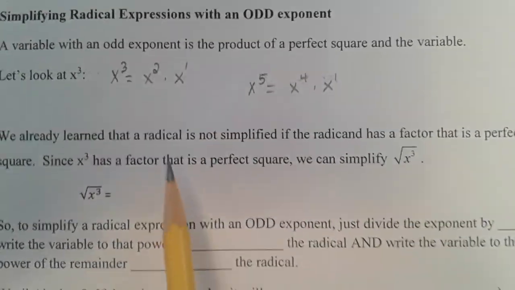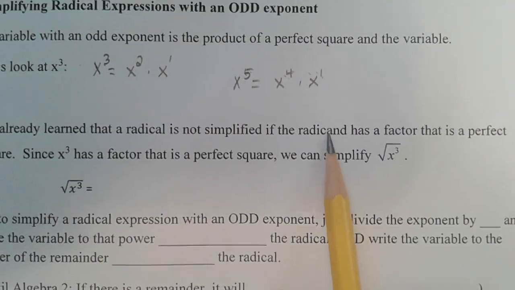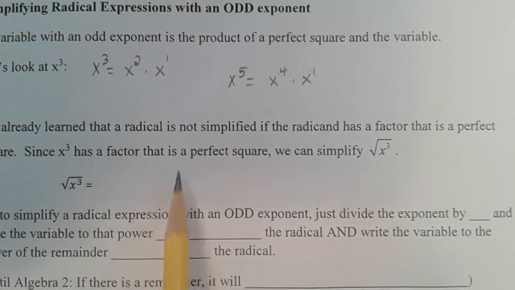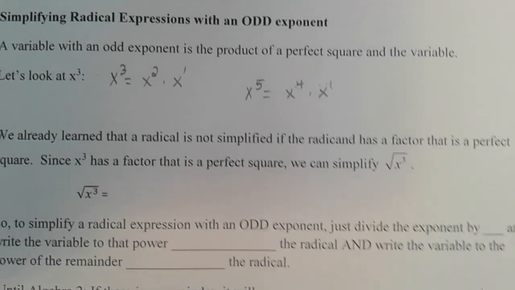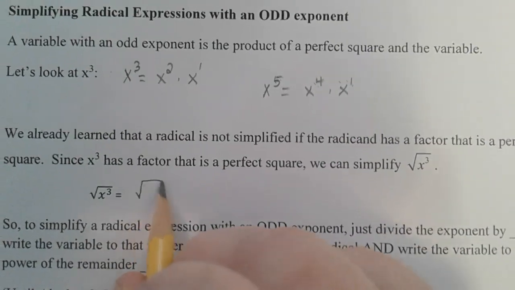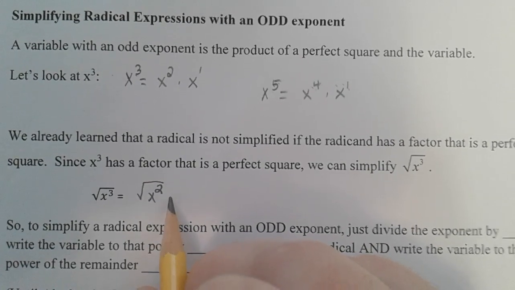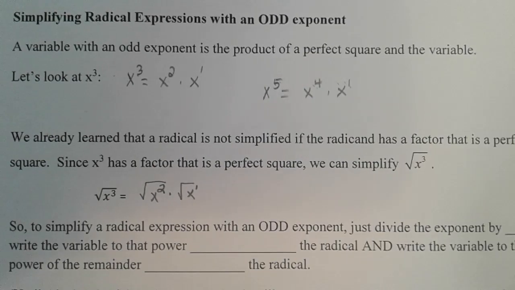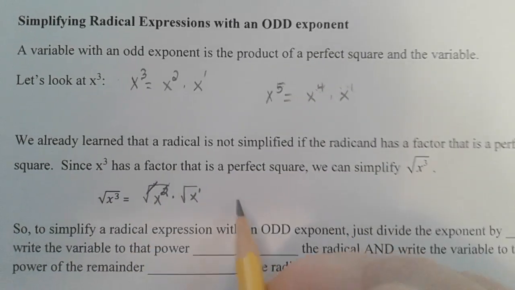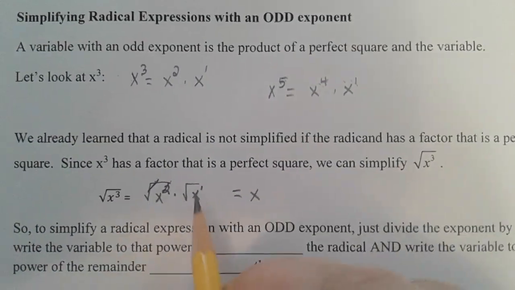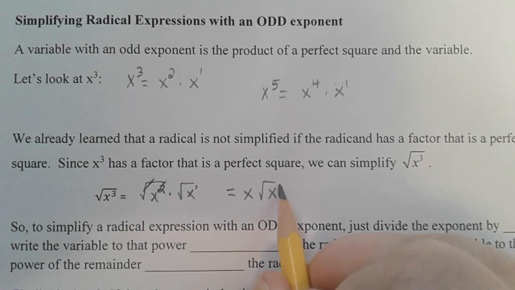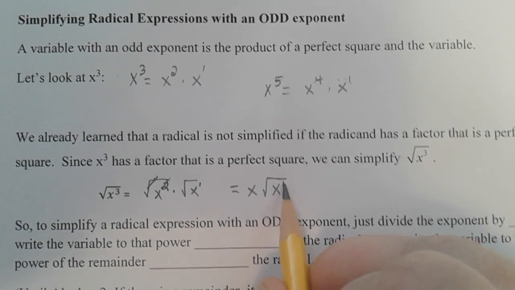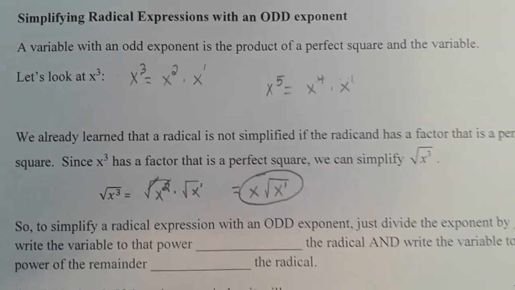Now we've already learned that a radical is not simplified if the radicand, the number under the square root, has a factor that's a perfect square. Since x to the third has a factor that's a perfect square, we need to simplify this. You could think of this as the square root of x to the second times the square root of x to the first. The square root of x to the second is x, and I still have a square root of x to the first left. Since this is an exponent of 1, it cannot be simplified any further.